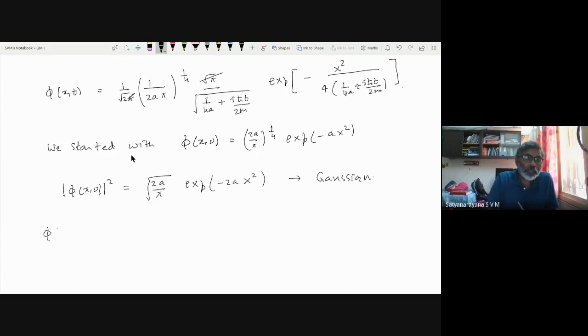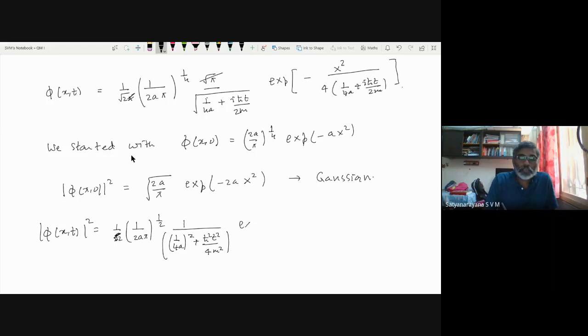Now, if you ask what is phi of x comma t mod square, okay, then we will have phi star and this one, right? So let us write this as 1 by root 2 into 1 by 2a pi to the power 1 by 4, or this will be square, okay, or half. And then I have 1 by this and its complex conjugate. So that will give me 1 by 4a square plus h bar square t square by 4m square. So this is the expression for this.